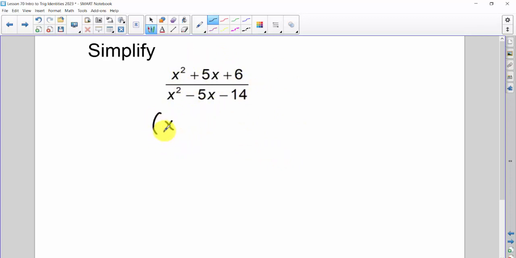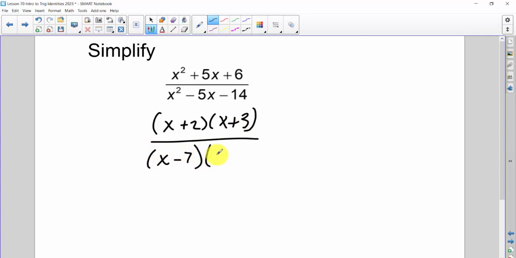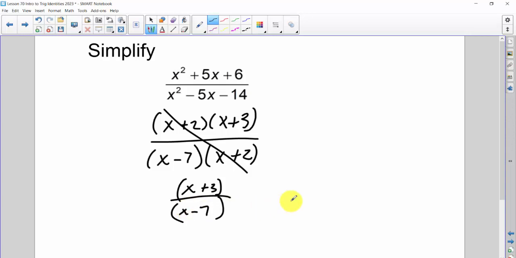So if I was to factor that, I get x plus 2, x plus 3. On the bottom, I get x minus 7 and x plus 2. Since those are factors, the x plus 2 reduces, and that large trinomial division reduces to the division of 2 binomials, and it's simpler.